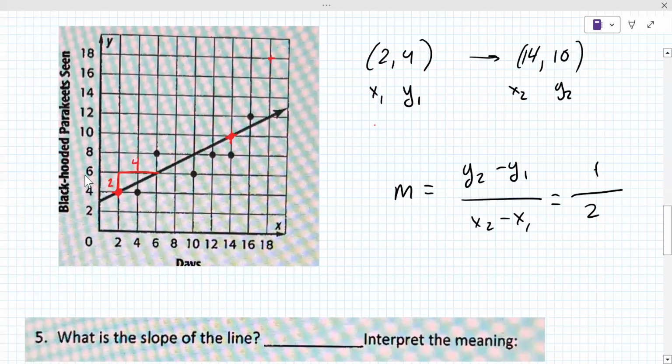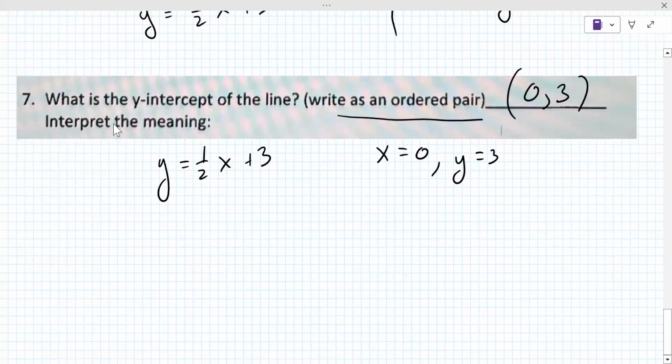So, wait, hold on. Okay, I see where we are. So you have to say something like when the people arrive or when they start bird watching, they see three birds. This is for number 8 or? The meaning, interpret the meaning. Oh, okay. Got it. When the people arrive.